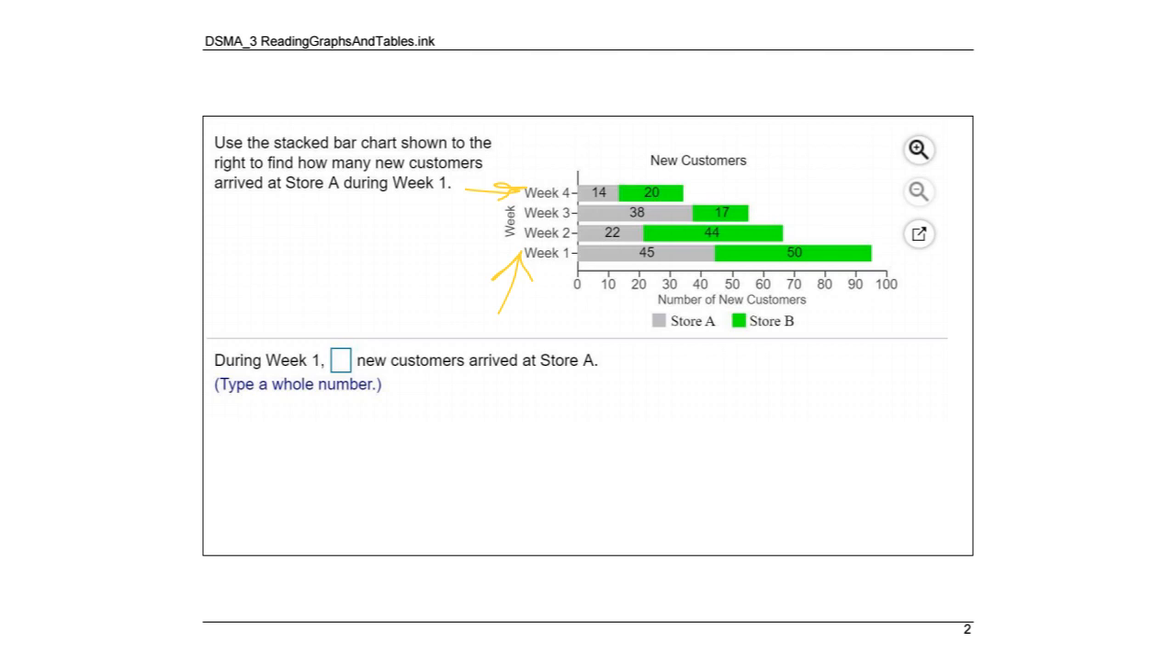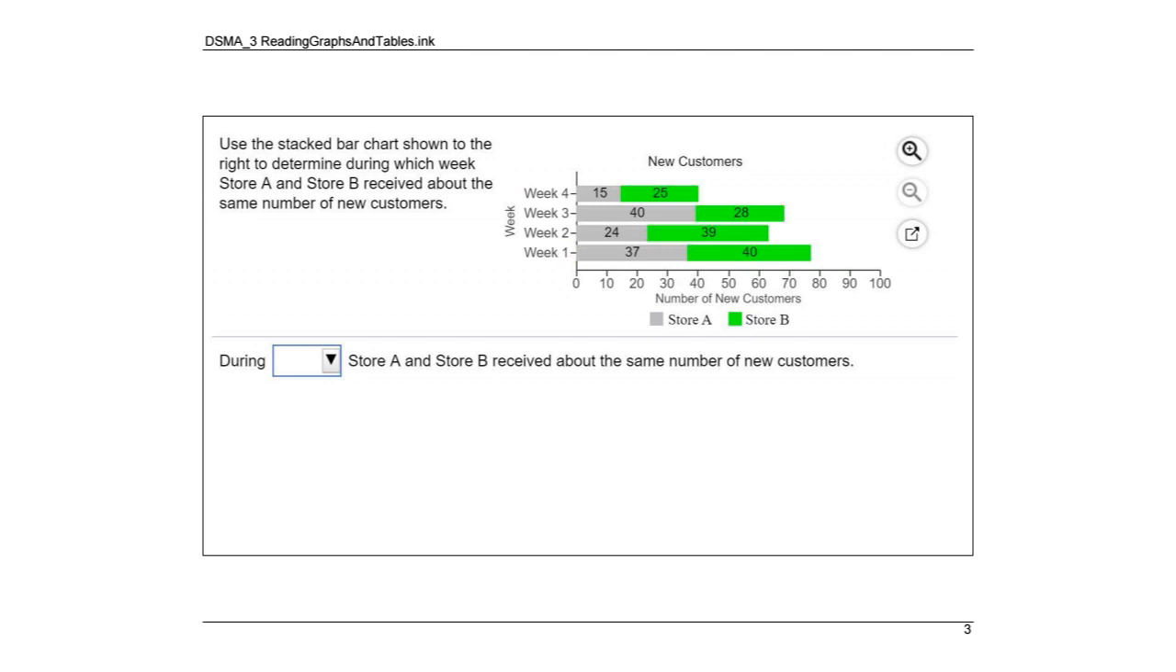Now, normally we see bars up and down vertically, but this is a good way of demonstrating what's going on with the bar chart as well. And you'll see these a lot in the news where they have the bars going horizontally. So they said, in week 1, how many new customers arrived at store A? So we're going to come over here to week 1. We know that the gray is store A, so we're just going to come right here to the gray bar. And that tells me that there are 45 new customers in week 1 for store A.